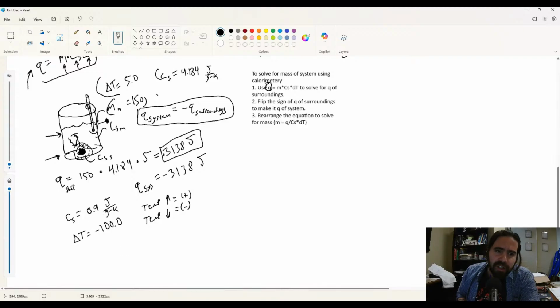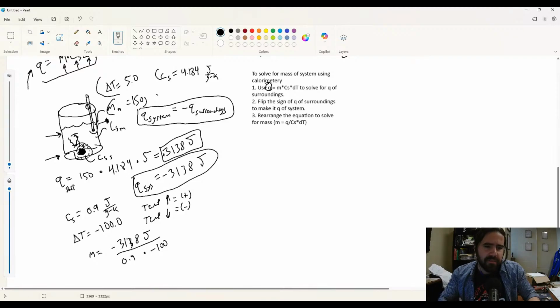So I have my Q of my system. Now I have my minus number here, right? I have my specific heat and I have my change in temperature. So what I can do then is to solve for mass. We know that mass is equal to Q over CS times delta T. So minus 3138 joules divided by my specific heat, which is 0.9, times my change in temperature, which is minus 100. Just as a check, the sign of your Q should be the same sign as your change in temperature, right? Because otherwise you end up with minus mass or whatever.